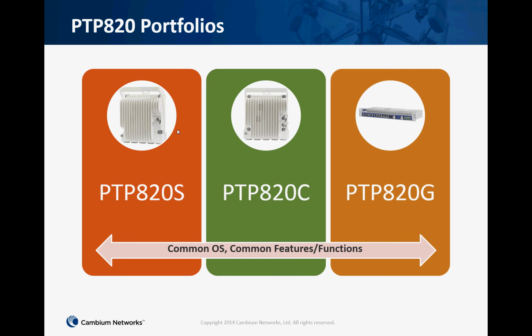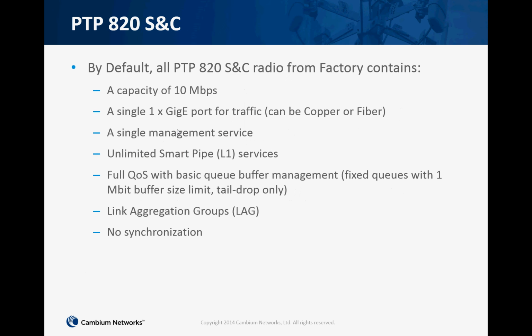From the default key-enabled features point of view, C and S share the same thing, and G is slightly different. So let's take a look. For 820C and S, when you get a brand new radio from the factory, you will get a capacity key for up to 10 megabits. There is no ACM. Although we're not charging for the ACM feature, you do need to apply the new capacity key with ACM, and then you will have the ACM feature there. So by default, your capacity is capped at 10 megabits.